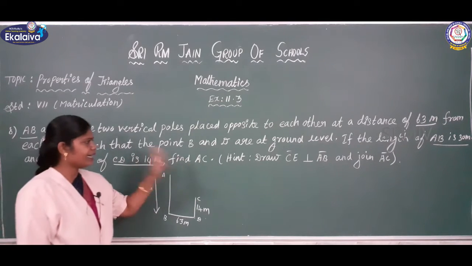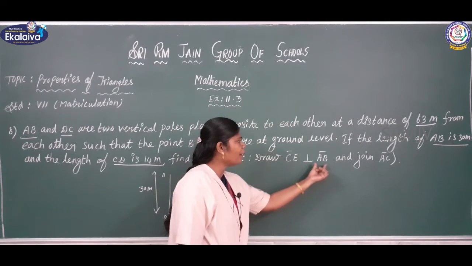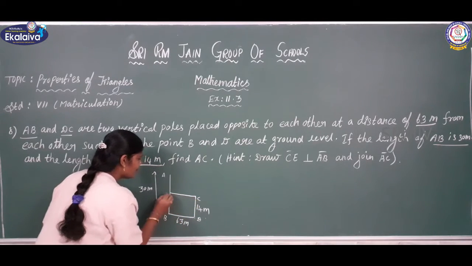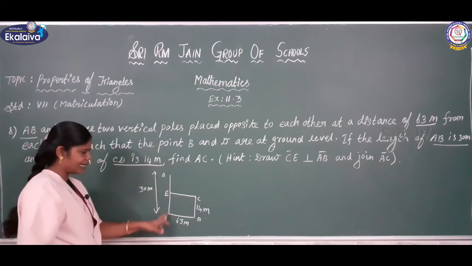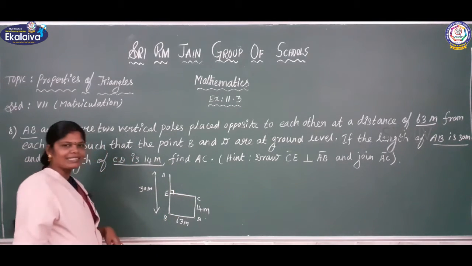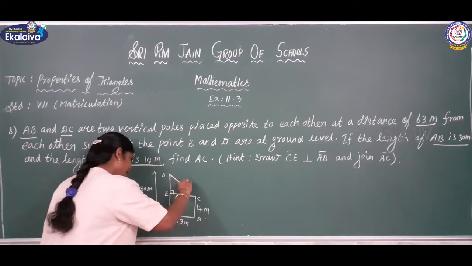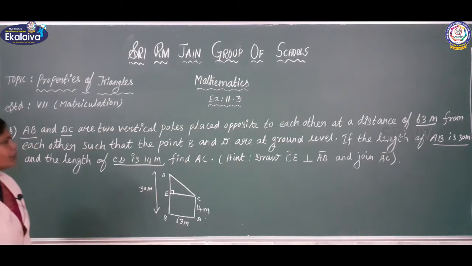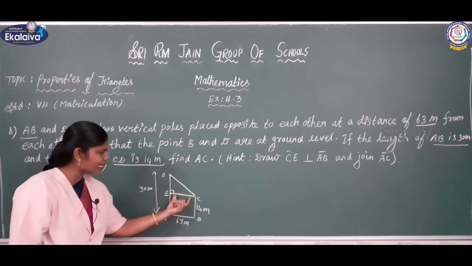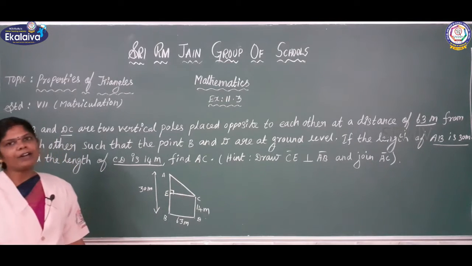Find AC. Here the hint is given. Draw CE perpendicular to AB. See here, CE perpendicular to AB. Perpendicular means 90 degrees. And join AC. So you should join AC. So we are going to find the length of AC. See here, AEC is a right triangle. So we are going to use Pythagoras theorem to find the length of AC.